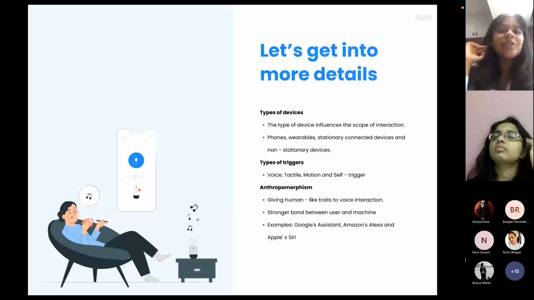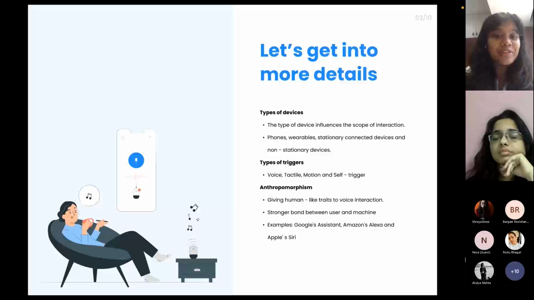All right, so let's get into a few more details. It was very interesting to read up on this as well. Today, we're so busy interacting with these devices that we sometimes forget how these devices actually work, because they've become a part of our lives so seamlessly today. So let's talk about the types of devices.